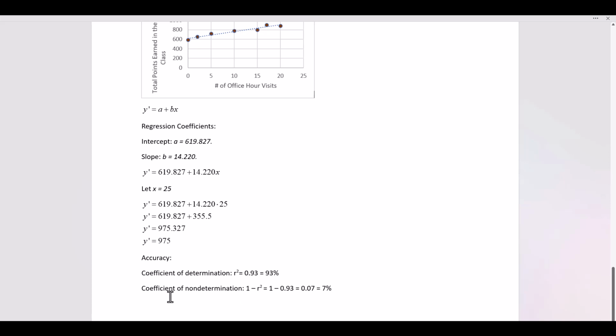We also sometimes calculate what's called the coefficient of non-determination. 1 minus r squared, 1 minus 0.93 is 0.07, which is 7%. We always want this value to be a very low number. Thus, it looks like we have a strong line of regression that we can use to help us better understand the data set.